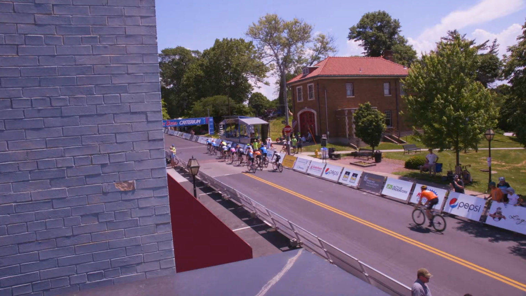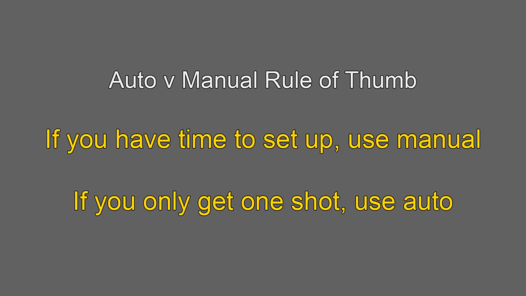Let's say that you're filming on a street and a white pickup truck drives by, or maybe you're interviewing people and you've got someone with all black clothes on. In this kind of situation, manual setting is definitely going to be better. So this would be my rule of thumb for auto versus manual. If you have time to set up, use manual. If you're only going to get one shot, use auto.